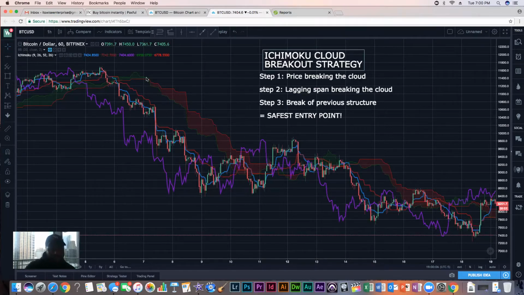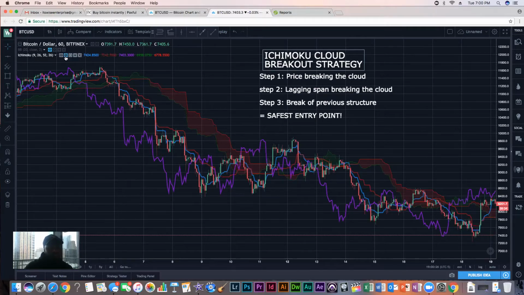So Ichimoku is a trend strategy, and Ichimoku is Japanese for one glance. So at one glance, you can look at this chart and know where the trend is going and what's happening. All right, so without further ado, let's just go into the components of the cloud.